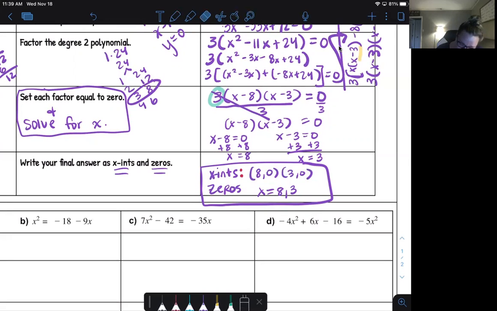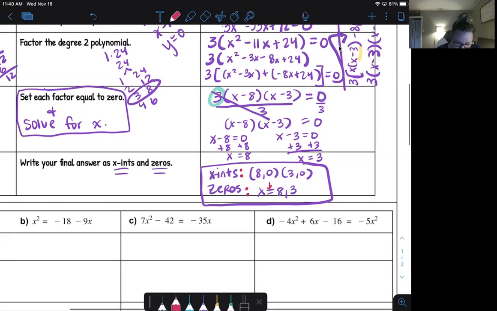Our zeros, we've already got an x-intercept over here. We don't need an equal sign over here. We don't need an extra equal sign. Put colons, please. So write x-intercepts colon 8, 0, 3, 0. Zeros colon x equals 8, 3. All right. Thank you very much for coming to my TED Talk.